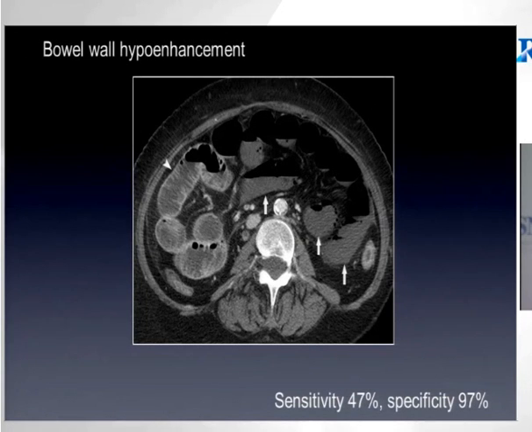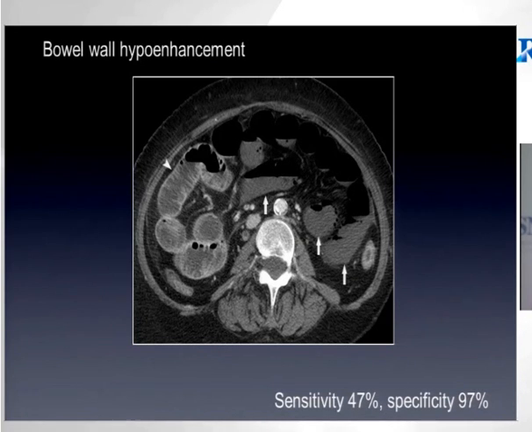Now, moving into the more specific findings. The first of these, and one of the earlier ones, is bowel wall hypoenhancement. It's very specific, but it's one that can be difficult to identify. And the problem is that if the bowel wall is not thickened, it can be very difficult to evaluate.